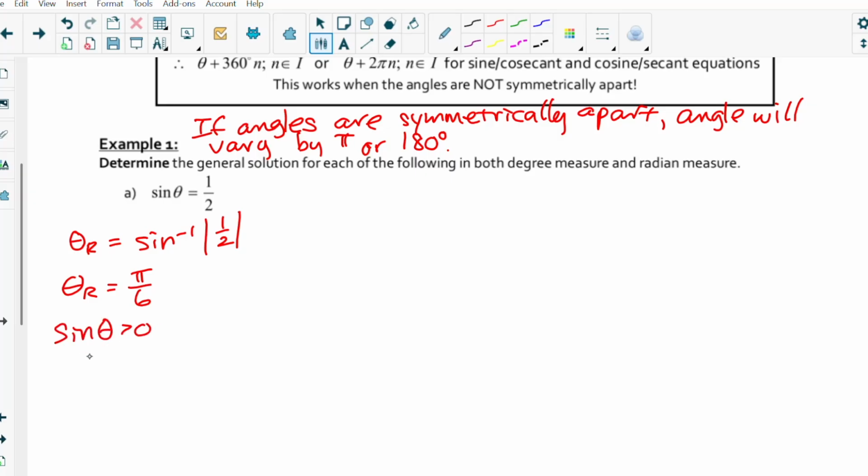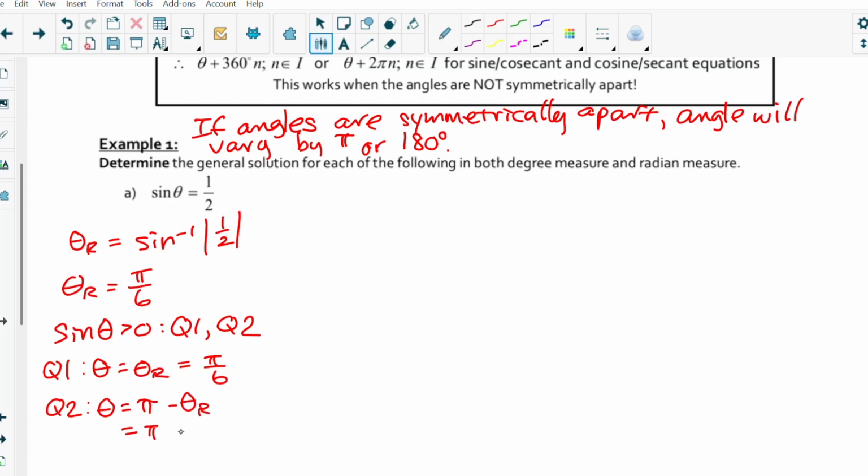Sine of theta is positive. So what quadrants am I in? Sine of theta is positive, so I'm in quadrant 1 and quadrant 2. For the solution in quadrant 1, the angle in standard position is equal to the reference angle, and that's pi over 6. What about quadrant 2? The angle in standard position is equal to pi radians minus the reference angle, which is pi radians minus pi over 6, and that equals 5 pi over 6 radians.